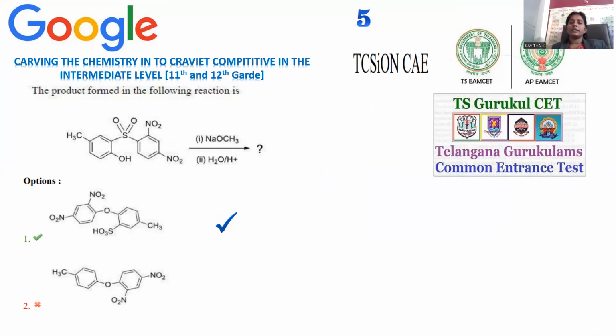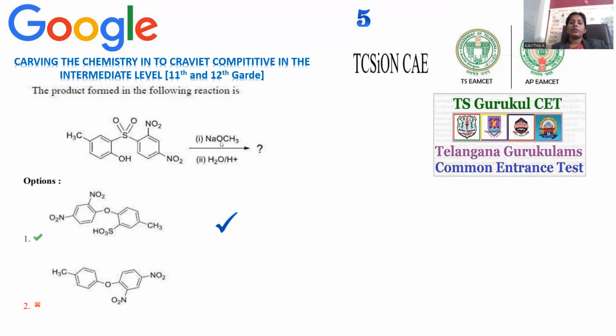Move on to question number 5. Question number 5 is collected from the Telangana Gurukulam Degree College Lecturer Entrance Examination, where you can find an organic compound and suitable reagents are added so that a product is required to be identified. The product formed in the following reaction is, this is the kind of system with a benzene ring, here another benzene, both connected with the sulfone functional group. And here methyl, hydroxy, nitro, nitro are located.